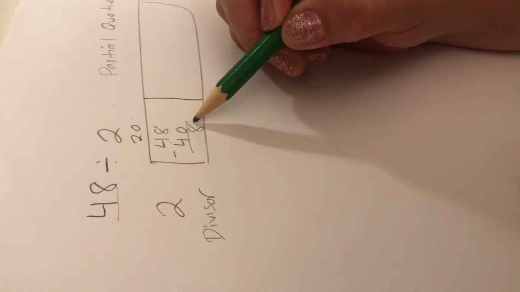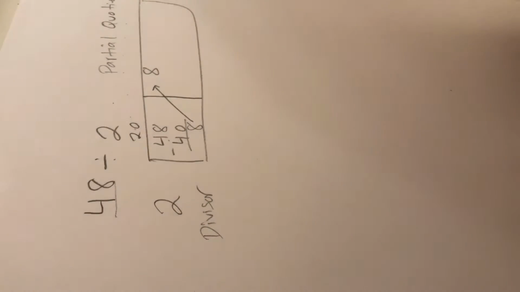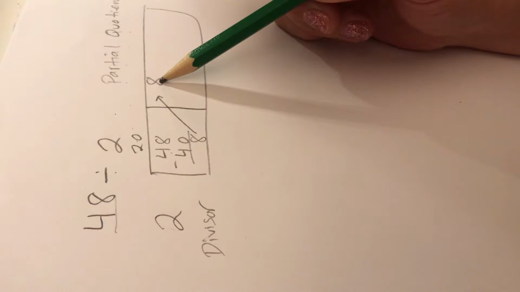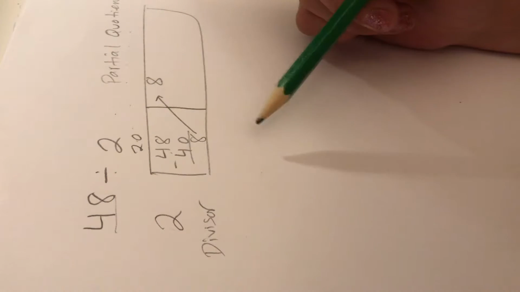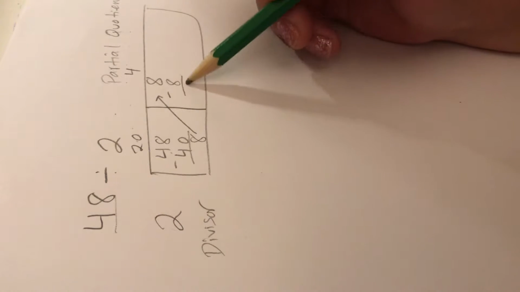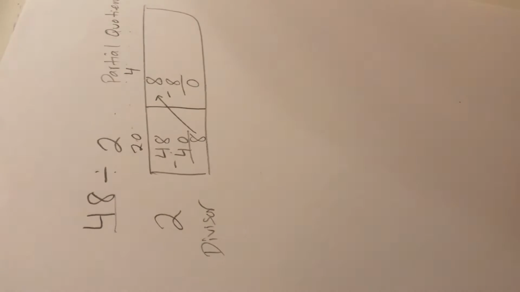And then I'm going to take that remainder up here into another section of my model and then think about multiples of 2 that I can subtract from 8. I know that 4 times 2 is 8, and so 8 minus 8 is 0. I'm no longer left with anything to subtract from.